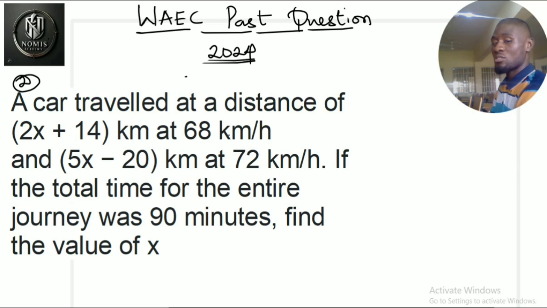So when you read this question, the first thing that comes to your mind is that it's a question under speed, distance, and time. So how do I get this done with this x in brackets, in kilometer? Let's get into the solution of this question. First of all, you should be able to recall your formula that connects speed, distance, and time.